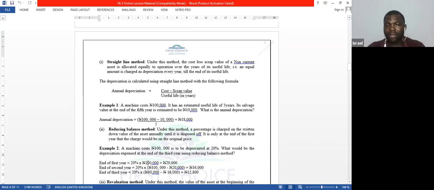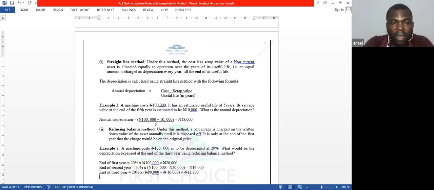Another method is that you can use 100,000. So this is what I'm talking about. It will now be 20% times, open the bracket. So now let's bring the 100,000 in. That's the cost minus accumulated depreciation.